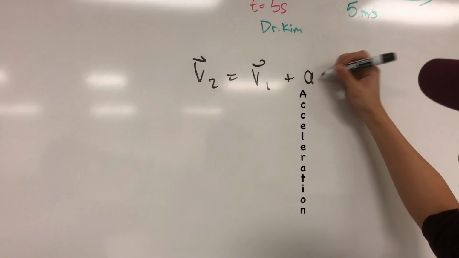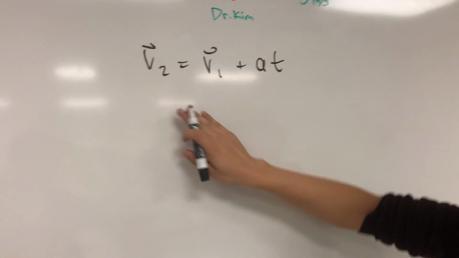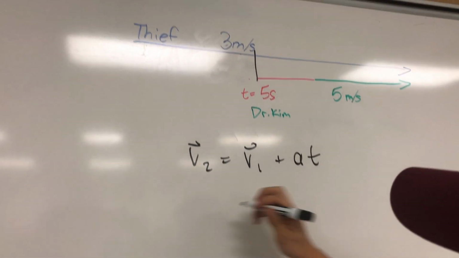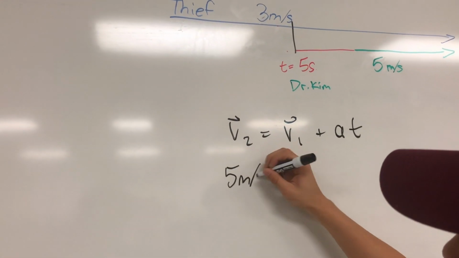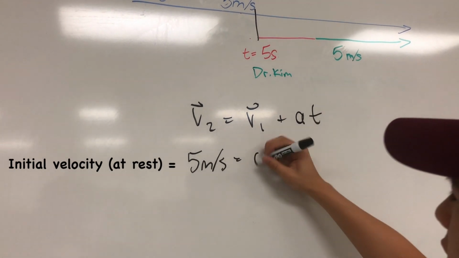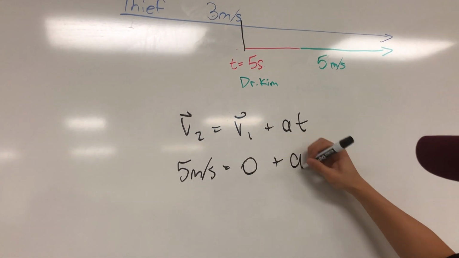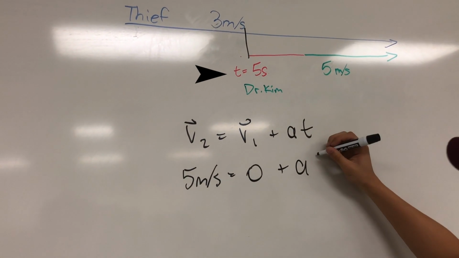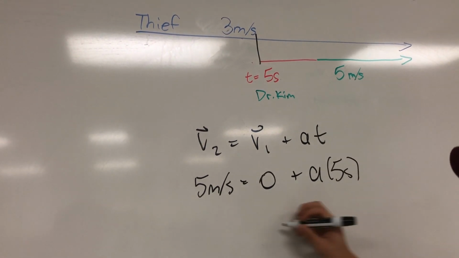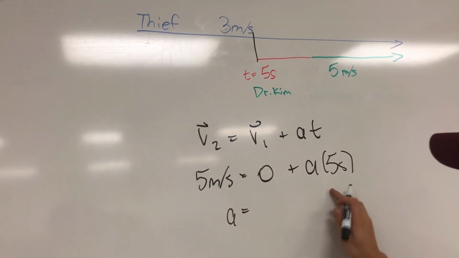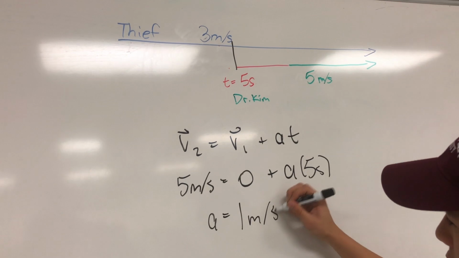We can find the acceleration of Dr. Kim using the formula v2 equals v1 plus acceleration times time. We know that the second velocity would be 5 meters per second. And he would start off from rest, so it would be 0 plus acceleration times 5 seconds. Acceleration would be equal to 1 meters per second squared.